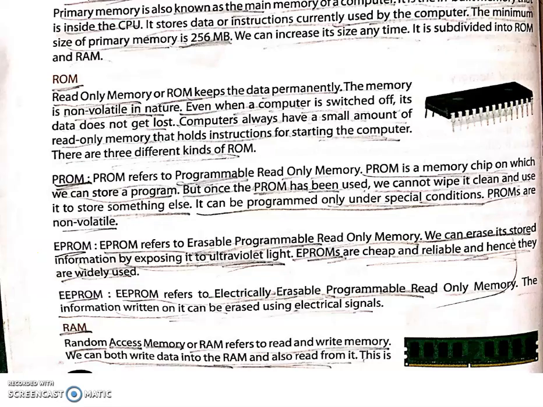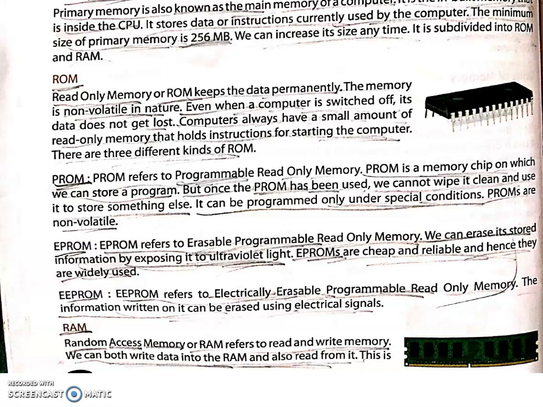There are three main types of ROM. First is PROM. PROM refers to programmable read-only memory. Now PROM is a memory chip on which we can store a program. But once the PROM has been used, we cannot wipe it clean and use it to store something else. It can be programmed only under special conditions.